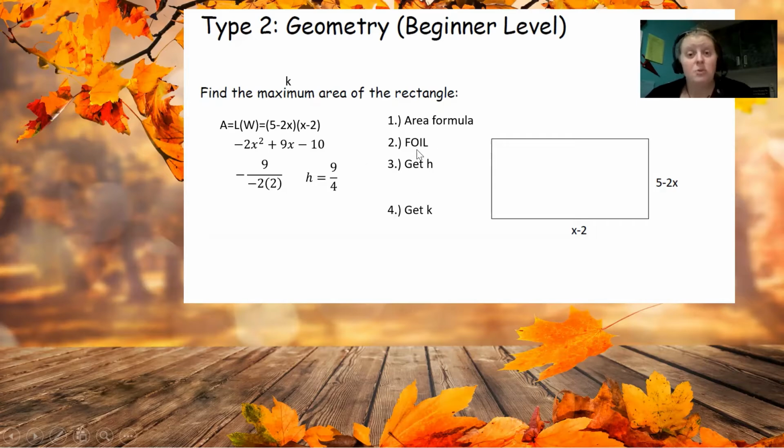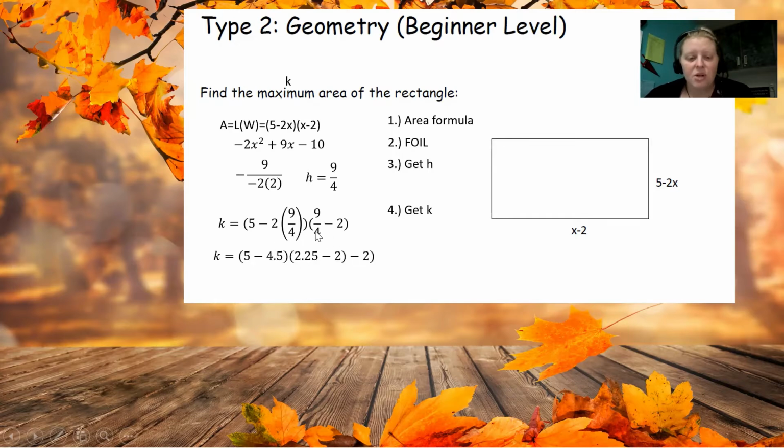And then once we have our h, we can go ahead and get k. Now there's a couple different ways you can get k. You can plug your 9/4 into this formula, negative 2x squared plus 9x minus 10, or you can plug it into your before formula, 5 minus 2x times x minus 2. These are equivalent, so regardless of which formula you use, you'll get the same outcome. So I'll go ahead and use the 5 minus 2x and x minus 2 formula.